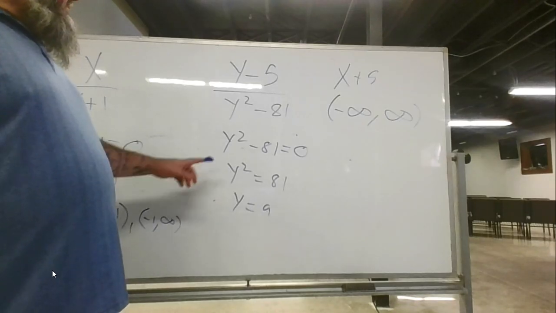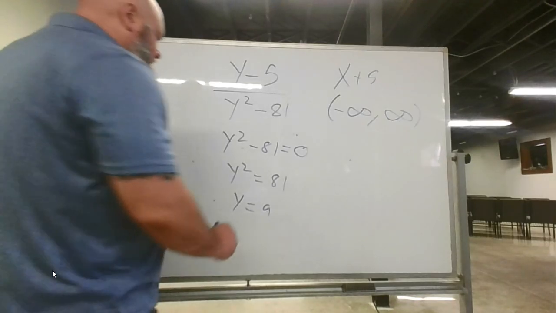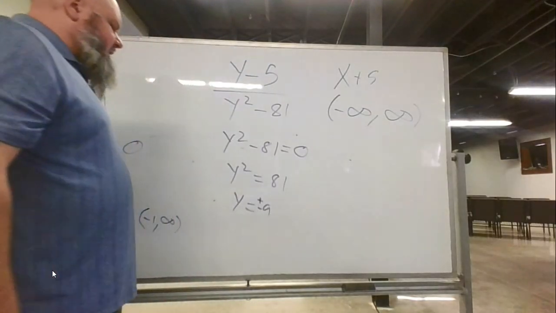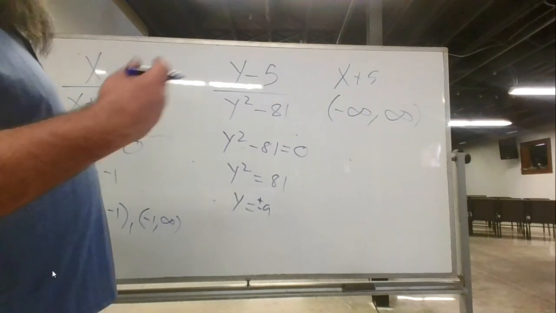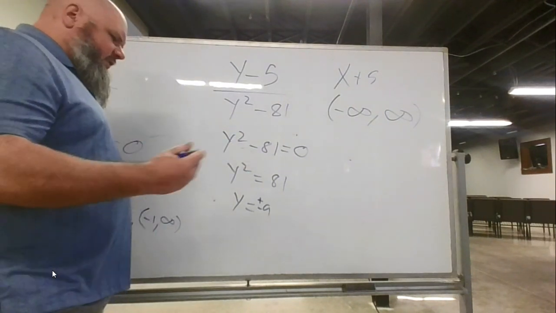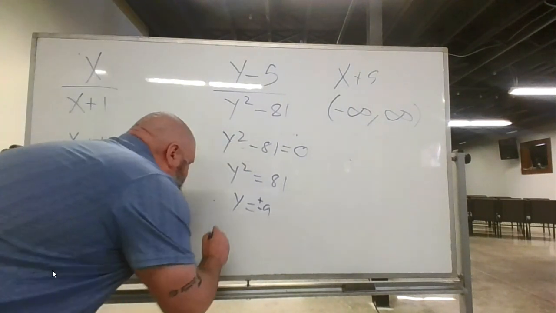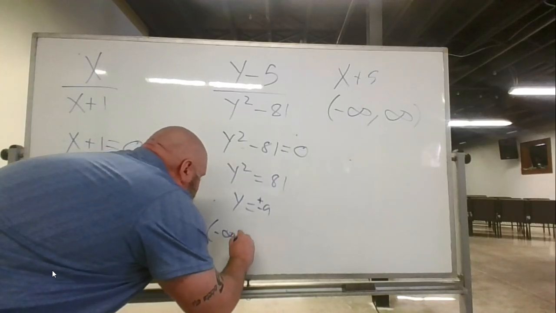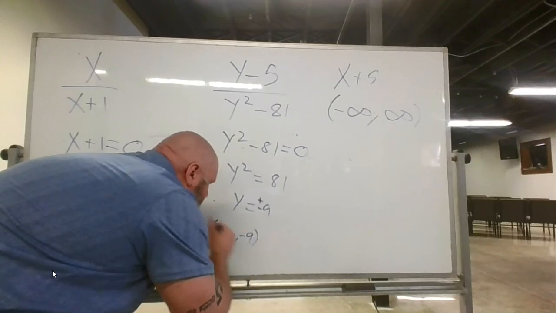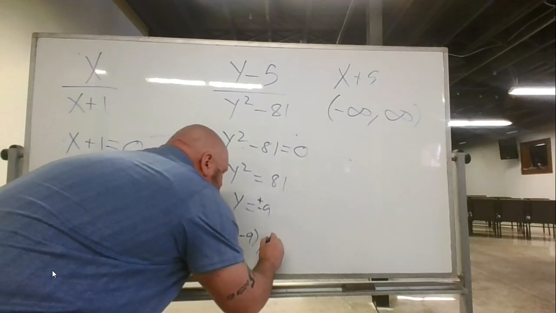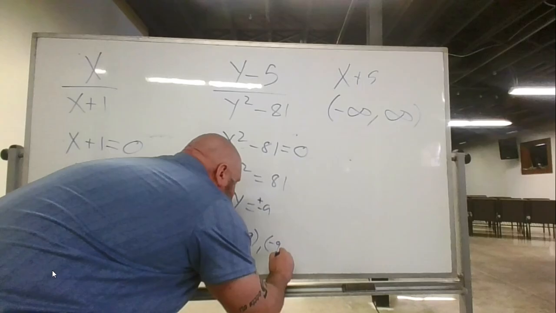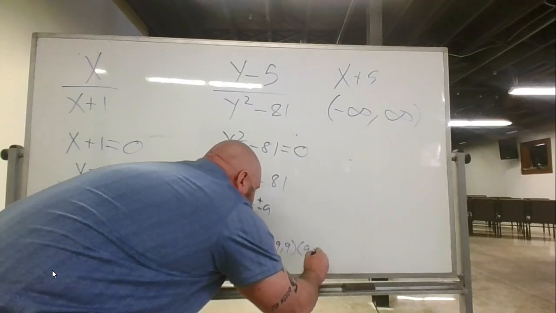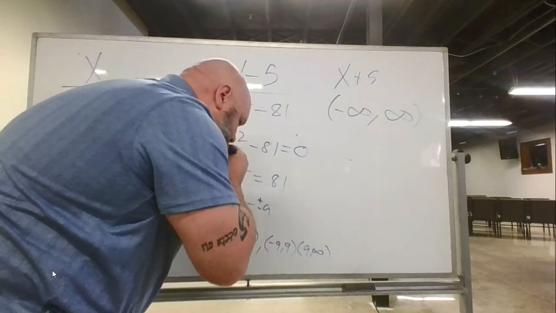Now, how do we write this in terms of a domain? Well, we can go from negative infinity to negative 9. Then we can go from negative 9 to positive 9. Then we can go from 9 to positive infinity. If you see, we eliminated negative 9 and positive 9 from that domain because both of those points can't be used.